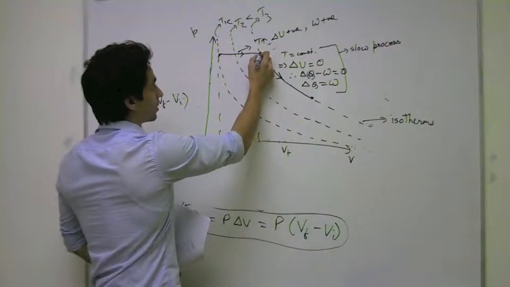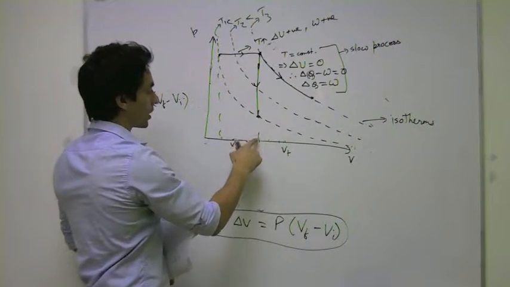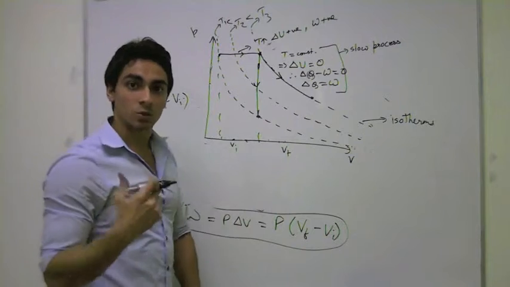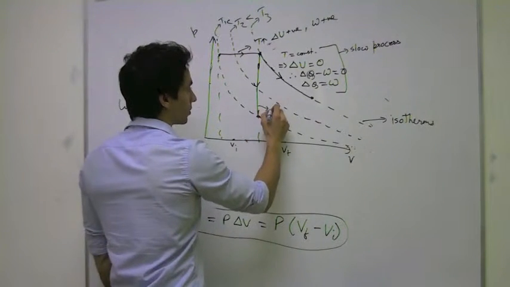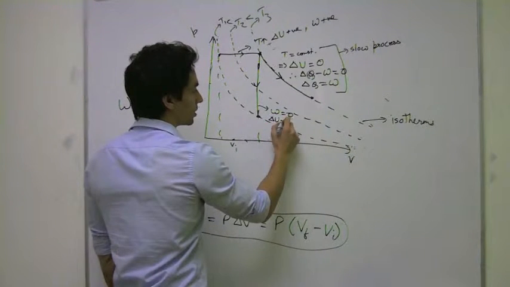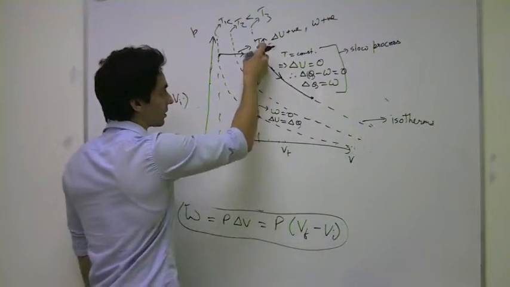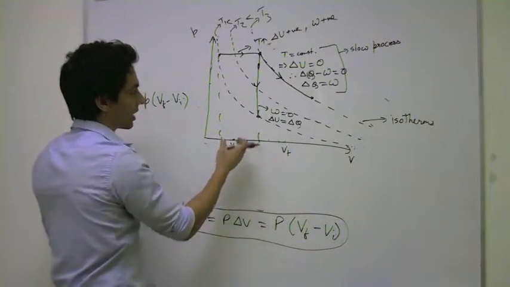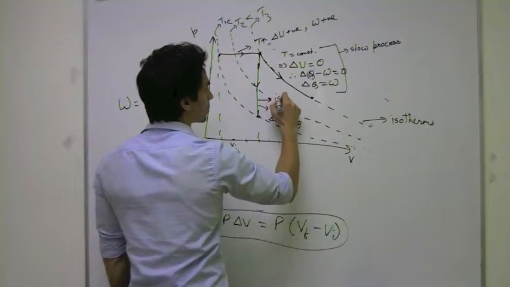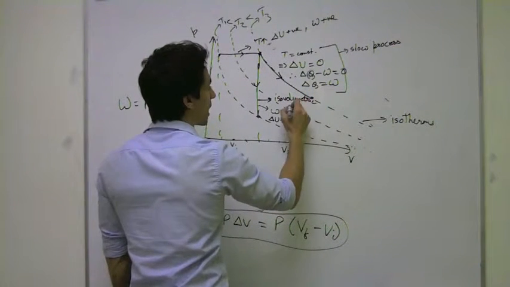Another kind of process would be going down from here to here. At this point the volume is constant but the pressure has reduced. Since there is no change in volume, the work done is 0. So the change in internal energy is simply the heat added or supplied. If you take away heat, as in this case, the internal energy is dropping. This kind of process is called isovolumetric or isochoric.